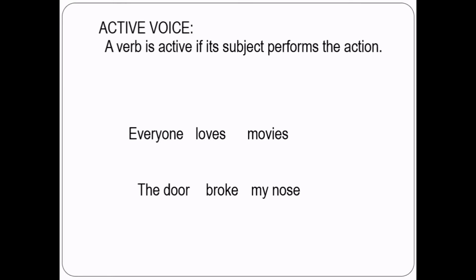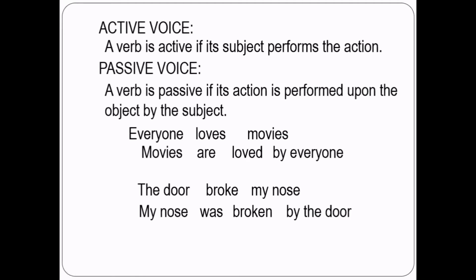And then you can see that the subject is performing the action of loving and breaking. And then here's the passive voice. You can see that the action is performed upon the object by the subject. Now you can see in the definition itself, by the subject. So the definition itself is passivized. You can see the construction there, is performed. That is clearly the passive voice construction.